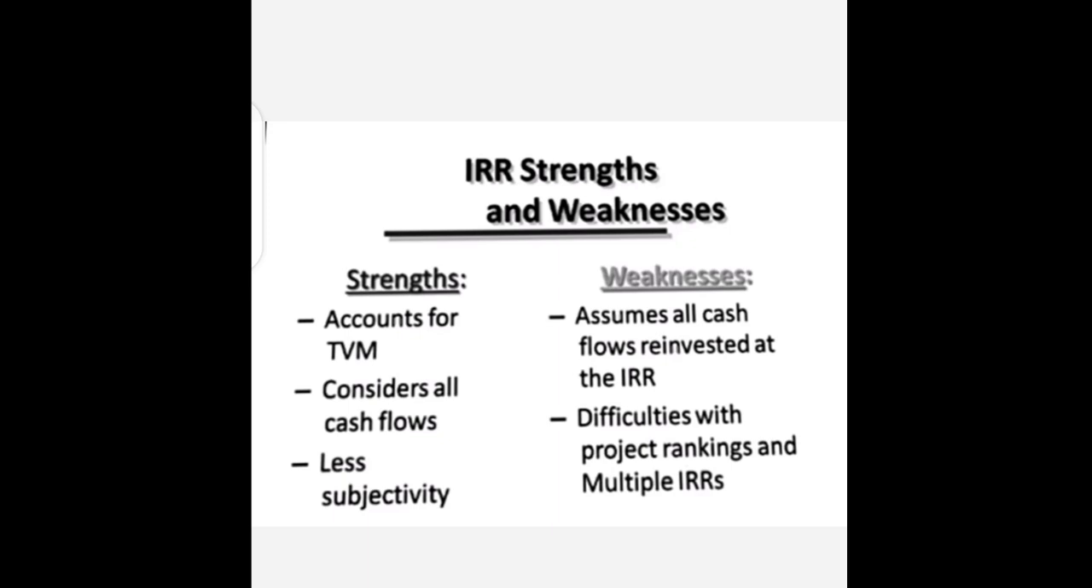So what are the strengths of the internal rate of return? It accounts for the time value of money, considers all cash flows, and there is less subjectivity involved. What are the weaknesses? It assumes all cash flows are reinvested at the internal rate of return, and it is difficult with project ranking and multiple IRRs. If there are multiple IRRs, it becomes very time consuming, as you have to use the hit and trial method until the NPV becomes 0.